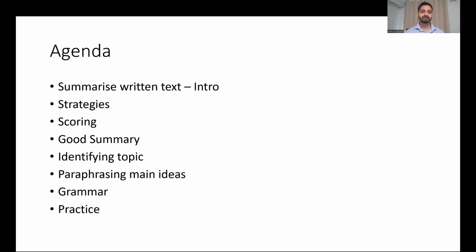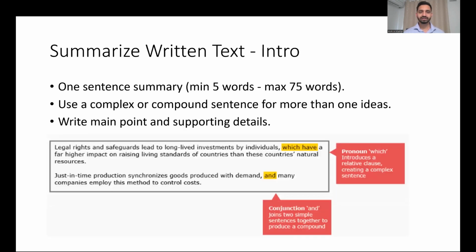Then we're going to look at how to identify a topic, all right? And we'll look at different paragraphs and identifying the topic and the main theme of any written text. Okay, then we'll learn how to paraphrase the main ideas, because we will want to paraphrase when we are writing a good summary. We will want to paraphrase the text that is presented to us. And then we'll look at grammar and how we can use grammar to write a good summary. Okay, and then we'll do a lot of practice as well, as always. Okay, so let's get into it.